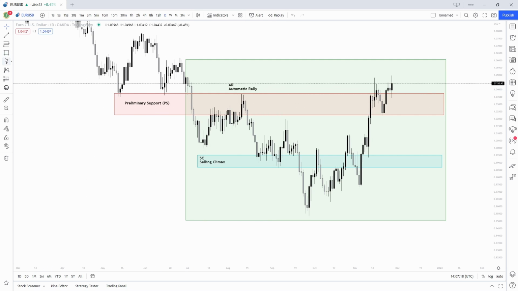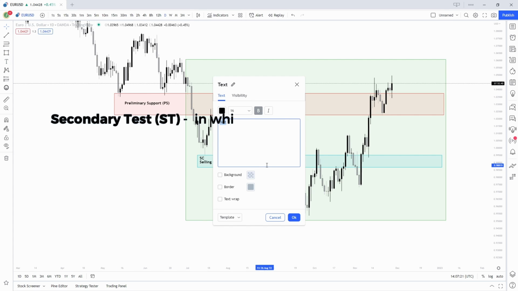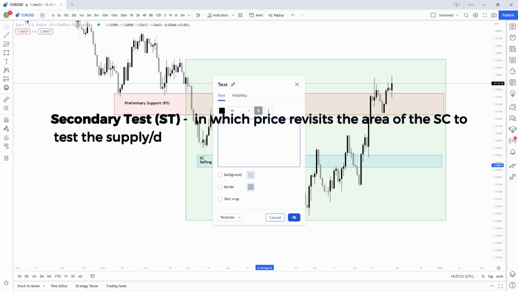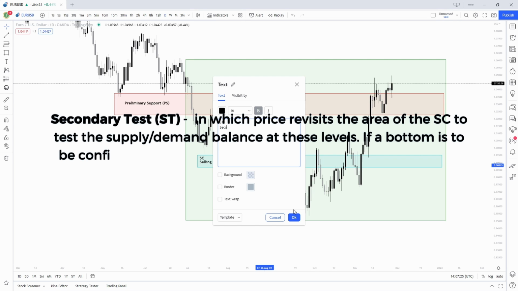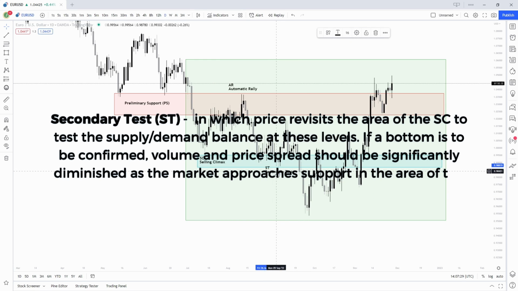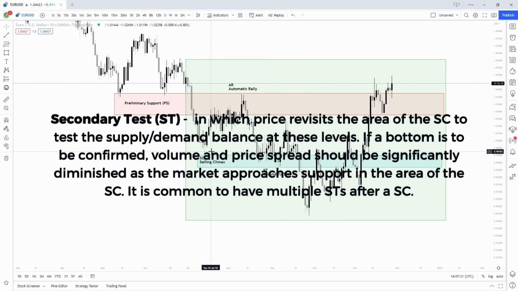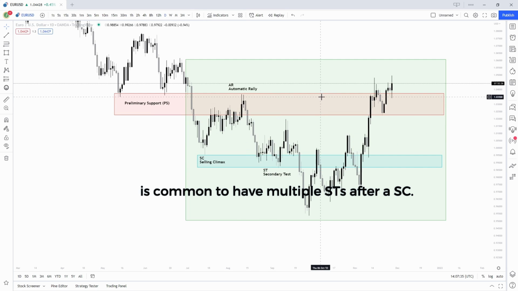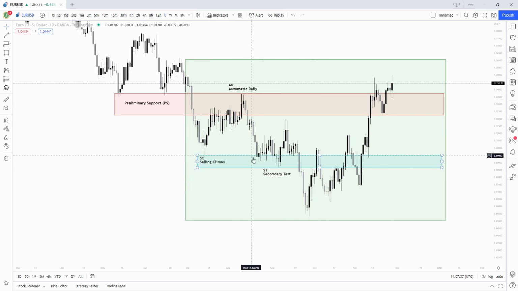We then come down to the secondary test, which is where we come to test the region of the selling climax, therefore helping us identify the boundaries, because we understand that price should react to some form or some level of demand or support in the market, which allows us to identify that secondary test, because we're coming back down to test that region to try and pretty much just gauge how much supply is left in the market.